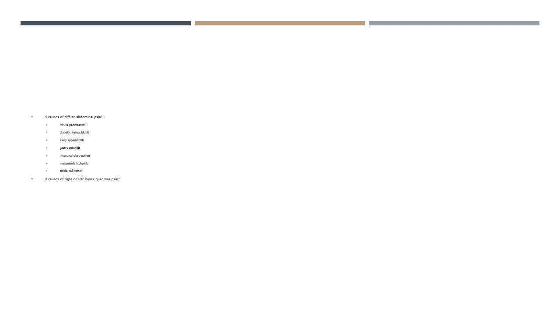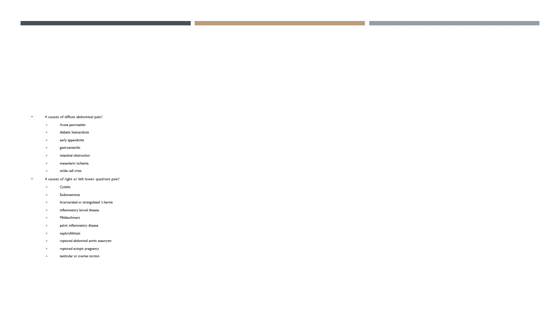Next is going to be 4 causes of right or left lower quadrant pain. So they would manifest as either right or left lower quadrant pain. These include all the GU symptoms, so cystitis, endometriosis, incarcerated or strangulated hernia, inflammatory bowel disease, Mittelschmerz, and if you remember, Mittelschmerz is pain during ovulation, that's going to be Mittelschmerz.